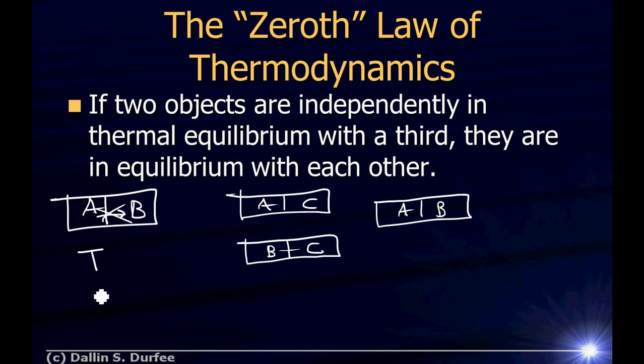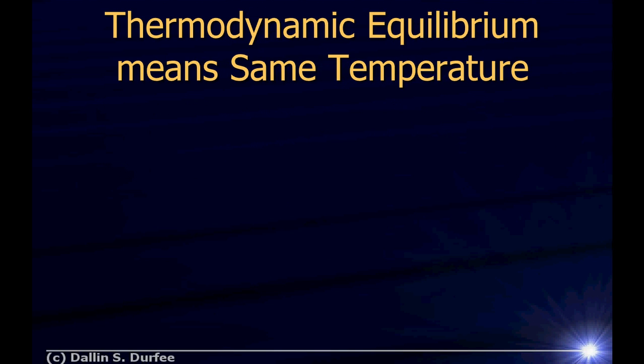If two objects are not in thermodynamic equilibrium, heat will flow from the one at the higher temperature to the one at lower temperature, from T hot to T cold. So in other words, thermodynamic equilibrium means that two objects are at the same temperature. If they are at the same temperature and you put them together, no heat will flow from one to the other.